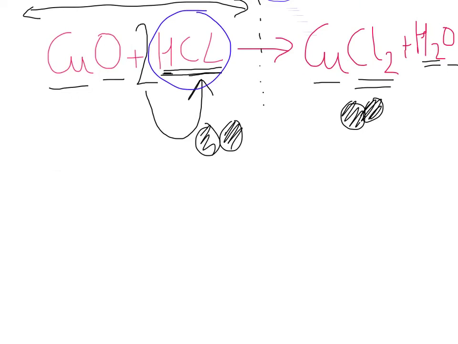Now with balancing equations, all you're trying to do is just make the same number of atoms on the left and right hand side, just for the sake of argument. But it's essential that you know your chemical symbols. So you would need to know that Cu is copper, O is oxygen, H is hydrogen, Cl is chlorine, for example. So, I hope that helps. Thank you.